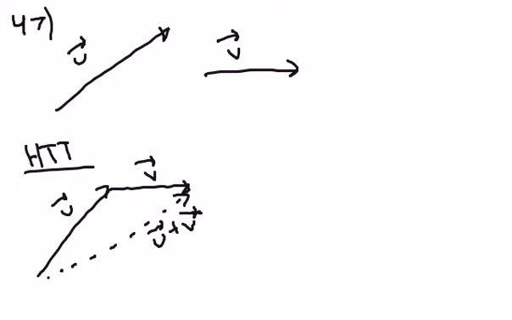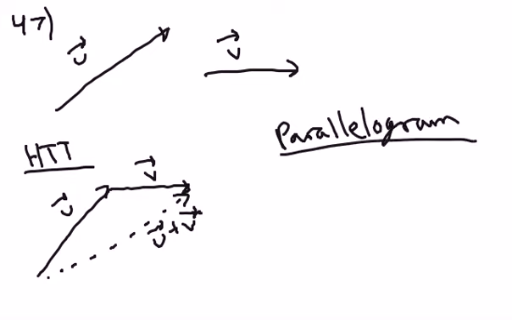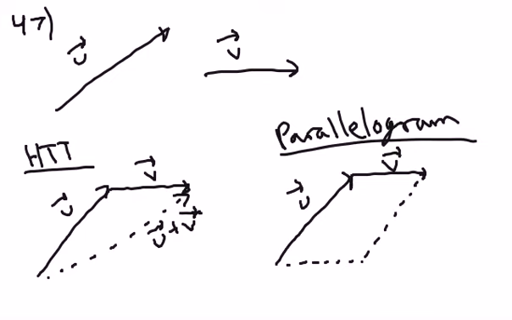Then it asks us to do it with the parallelogram method, which is very similar, actually, as far as how you draw it. I'm going to draw u, v, and then make a parallelogram out of this. The diagonal through the center is u plus v. It's just another way to think about it. So there's number 47.